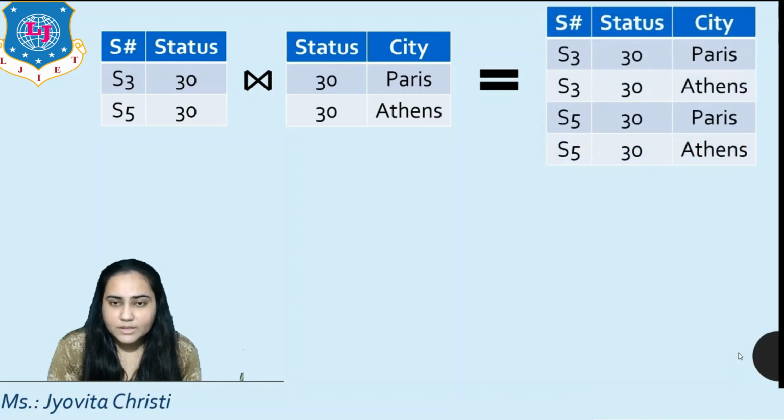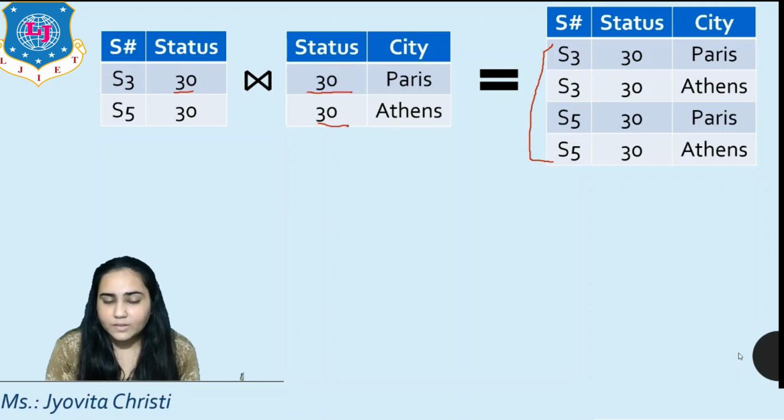You can see that my table now contains 4 rows, and the reason for that is S3 is having a status 30, and the status 30 matches with the 30 that is coming twice in the right hand side table. And the same way S5 is having a status 30 also, and this also matches with both the rows on the right side, and that is why I am getting 4 rows.